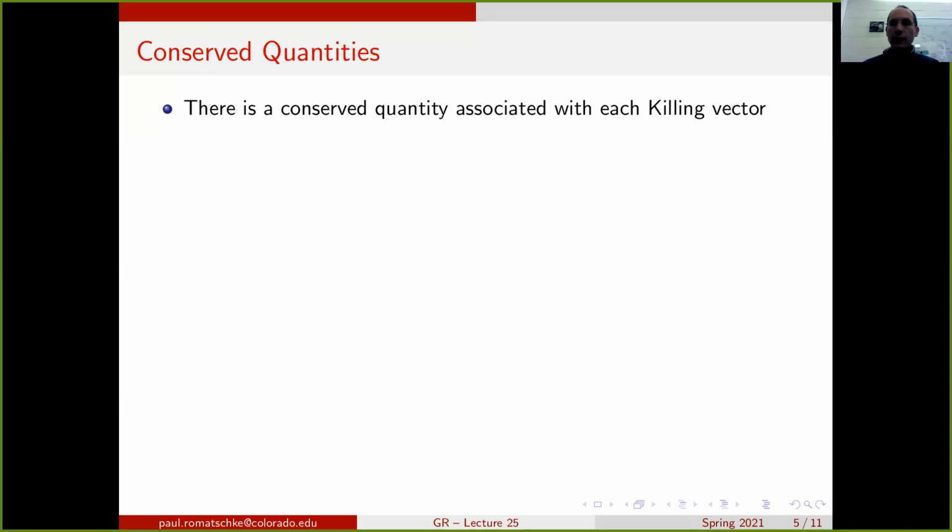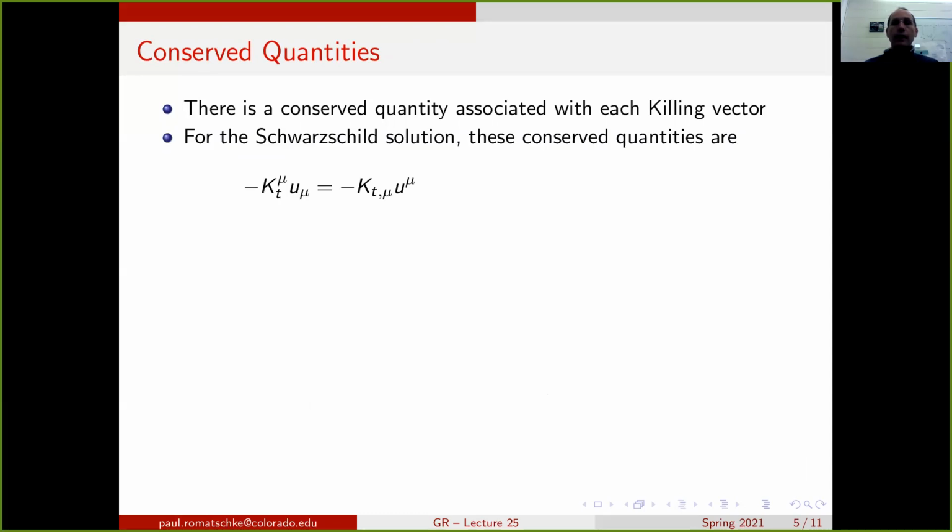Recall that for each Killing vector, there is an associated conserved quantity. And for the Schwarzschild solution, we can write the conserved quantities in the following way. We have this contraction between the Killing vector and u mu, so the derivative of x mu with respect to proper time. You can write this either with upstairs indices or with downstairs indices. Here I choose downstairs indices. And I've inserted a minus sign for convention.